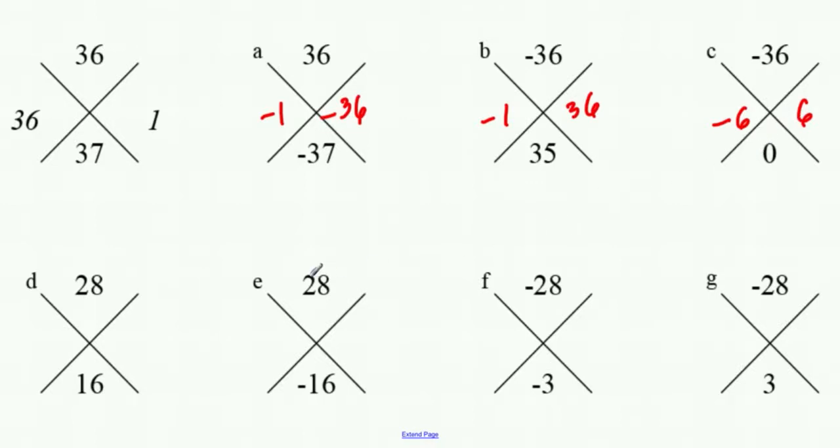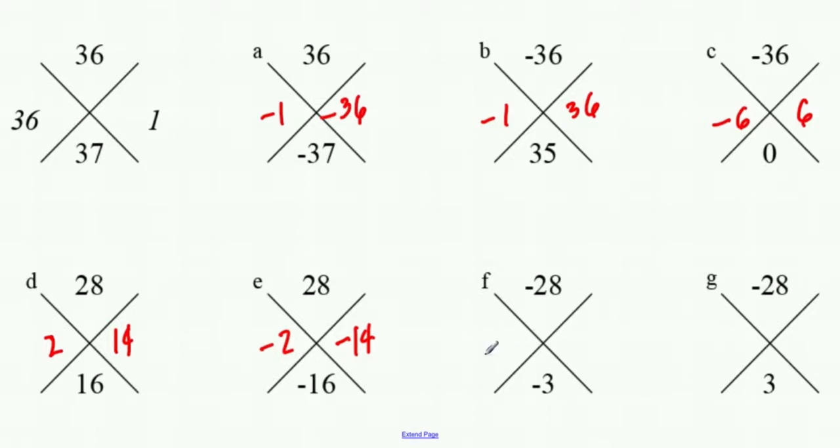And this would be 28. Okay, 2 and 14 right here. Negative 28 and negative 16, therefore there should be negative 2 and negative 14. Okay, two negatives make a positive, the sum will be negative 16.